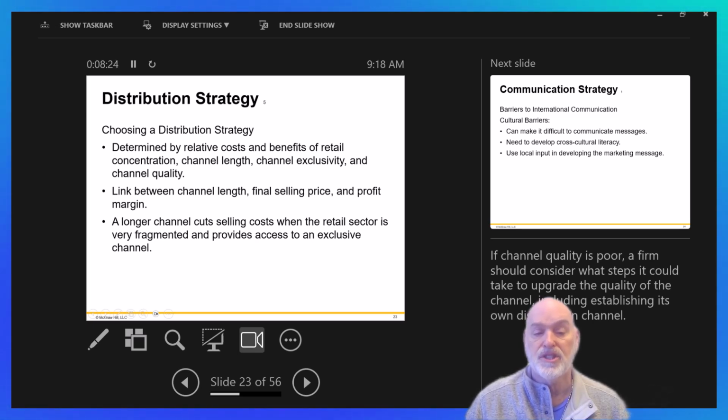Choosing a distribution strategy is determined by relative costs and benefits of retail concentration, channel length, channel exclusivity, and channel quality. The link between channel length, final selling price, and profit margin. A longer channel cuts selling costs when the retail sector is very fragmented and provides access to an exclusive channel.